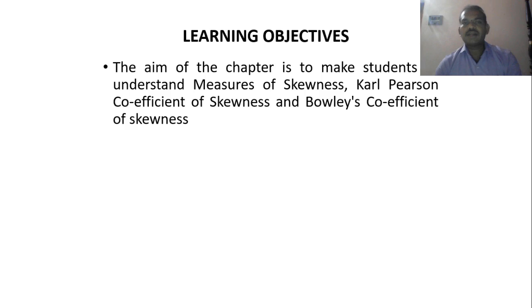And the learning objective. The aim of this chapter is to make students understand measures of skewness, Karl Pearson's coefficient of skewness and Bowley's coefficient of skewness. These are the learning objectives of this particular chapter. In this chapter, the students can understand the measures of skewness, what Karl Pearson's coefficient of skewness is and Bowley's coefficient of skewness.